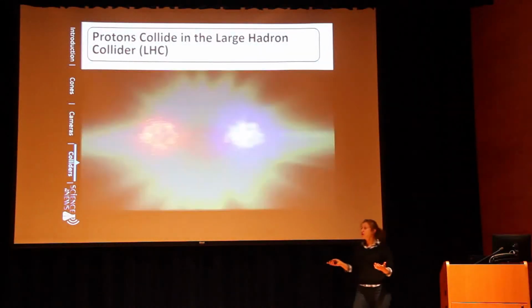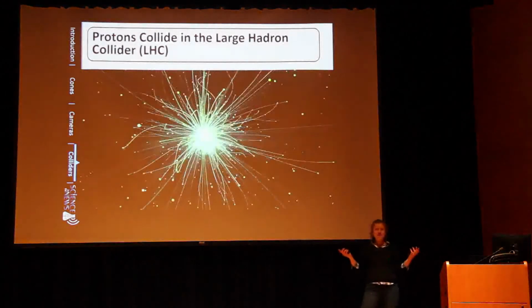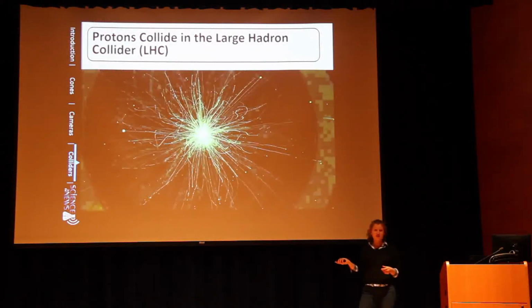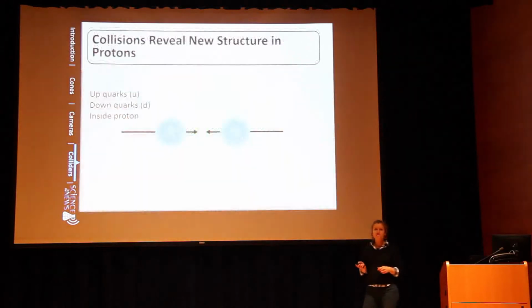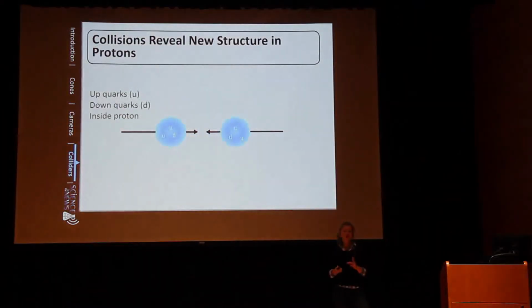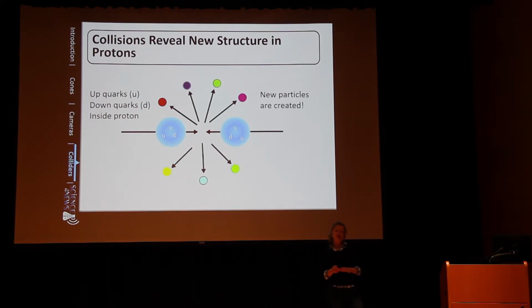So, what have we learned when we make precise measurements of the particles that come out of this collision? We've learned 2 important things. First, that protons are indeed made up of smaller subunits. Protons and neutrons are made of these small units called quarks. I've labeled them U and D in the cartoon. The second important thing we learned is that new particles are created.